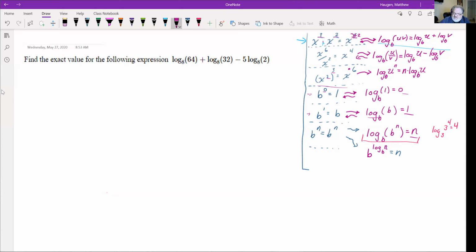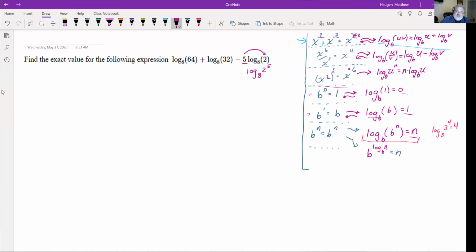So as I said, this 5 is kind of in the way, right? What could we do with that 5? Well, if we wanted to, we could put that 5 up there and say this is log base 8 of 2 to the 5th. If we wanted to. That seem reasonable? I'm not sure if I understand why you can do that. It's weird, isn't it?